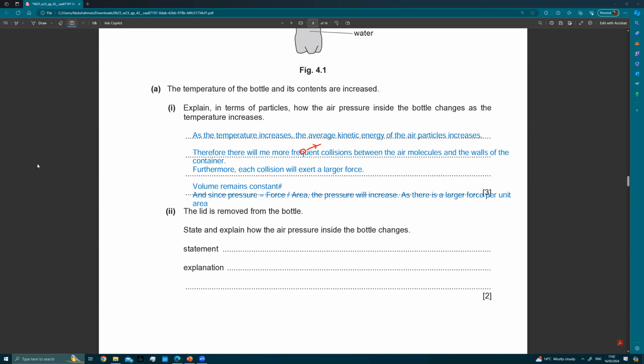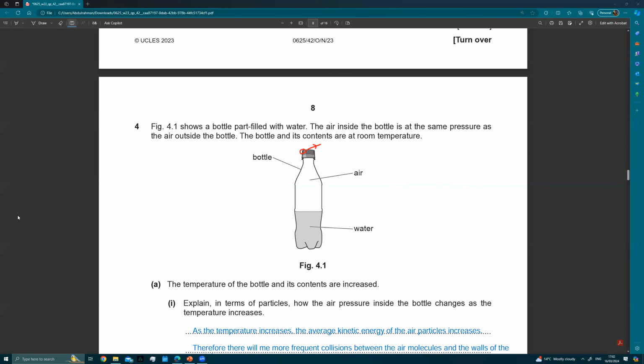The lid is now removed. Explain how the air pressure inside the bottle changes. Well, when you remove the lid, the air pressure inside is larger than the air pressure outside, so the molecules are going to want to escape. There's more pressure, kind of like a perfume spray or deodorant. When you press the lid, you see the air rushing out, because inside your perfume or deodorant there's a higher pressure than outside. So air is going to start leaving. Air will escape the bottle.